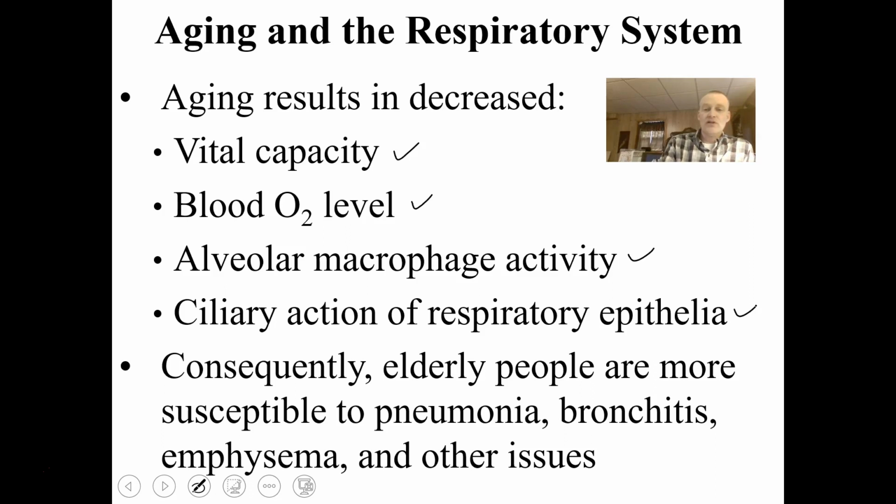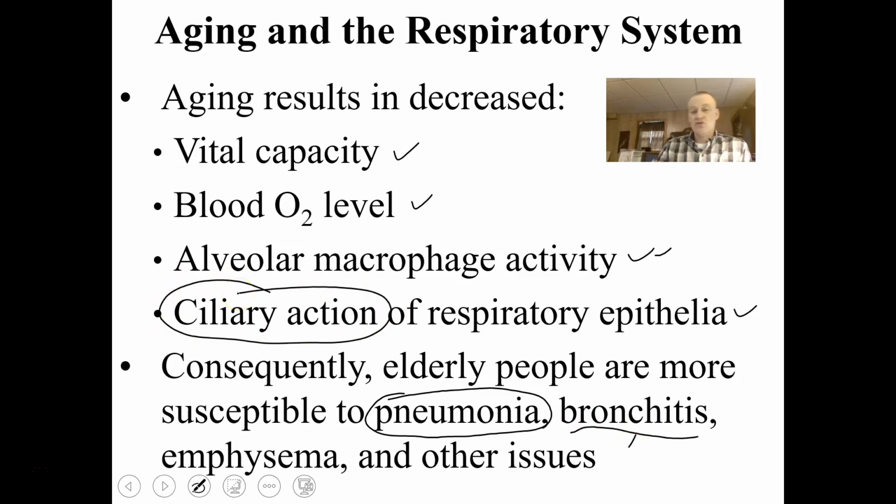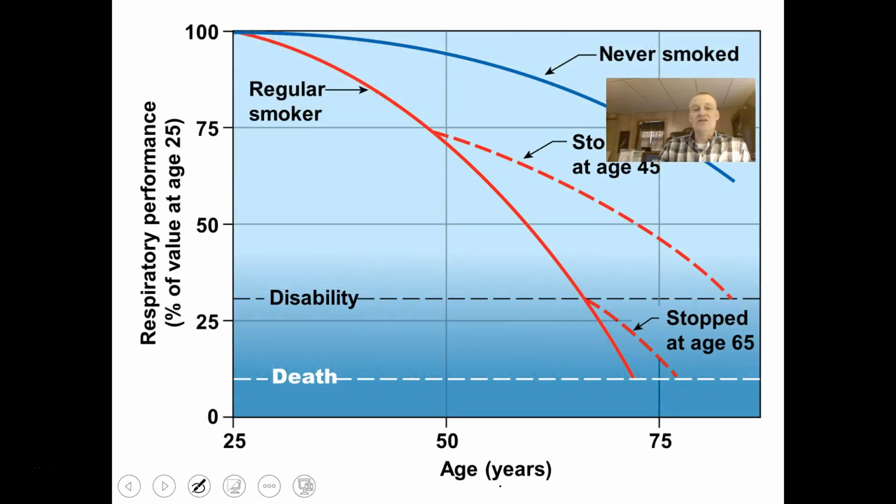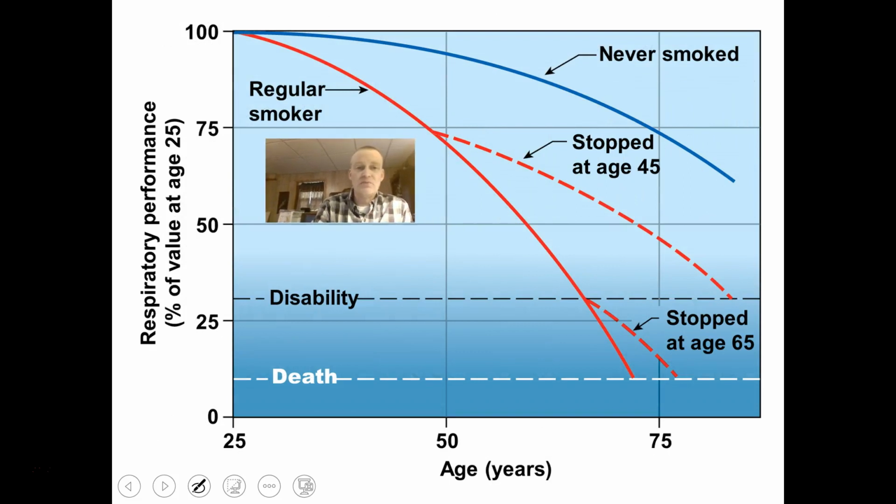People who are elderly are more susceptible to pneumonia because of the reduction in the immune system. People that are older are also going to have more bronchitis because the ciliary action is going to be diminished. They also have less spring in their alveoli because the elastic tissue is damaged or destroyed, and that causes emphysema. And then, of course, there's a whole host of other kinds of issues that occur in older people.